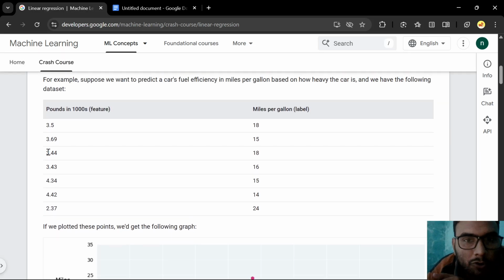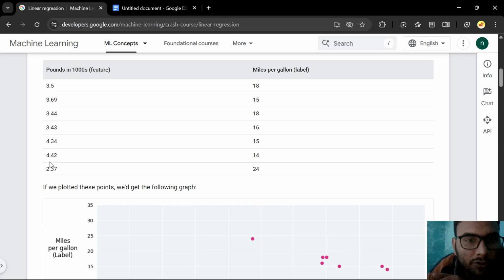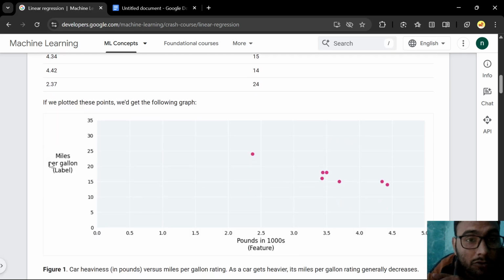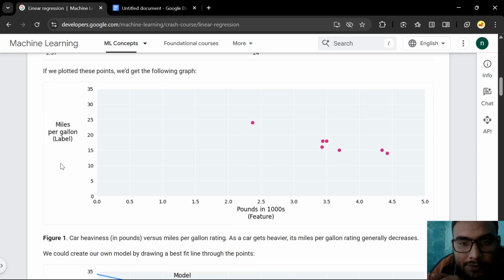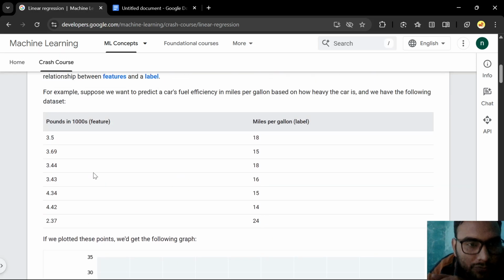So we have plotted these points on a graph. The left side is the miles per gallon, and this is the label. This is the output that we want. This is the pounds in thousands. It is a comparison between two values: first the pounds, and second the miles. So it is the car's fuel efficiency, miles per gallon, based on how heavy the car is, the weight of the car.